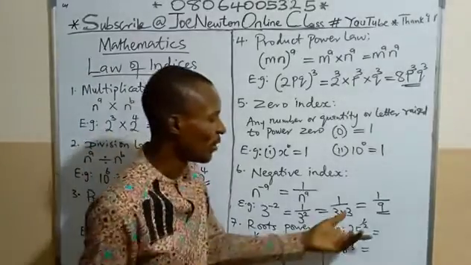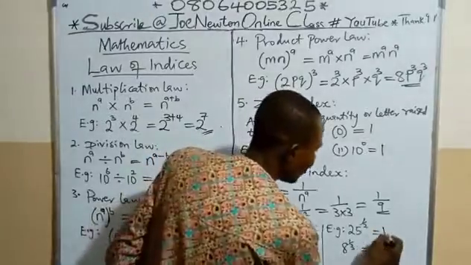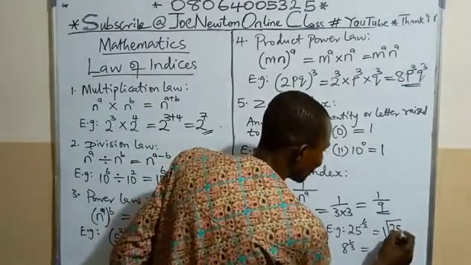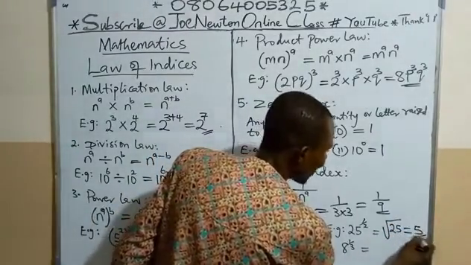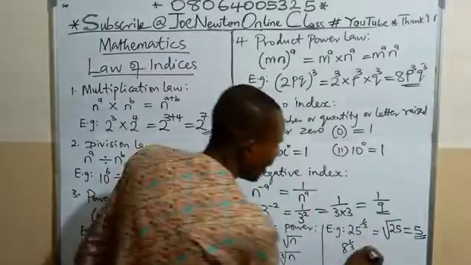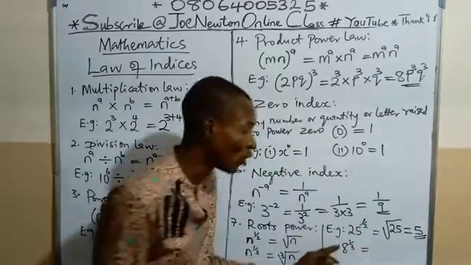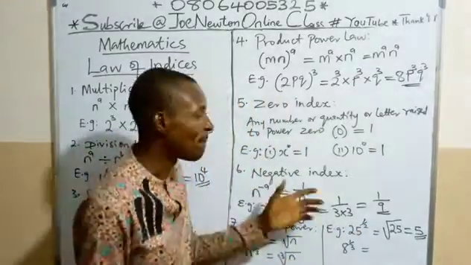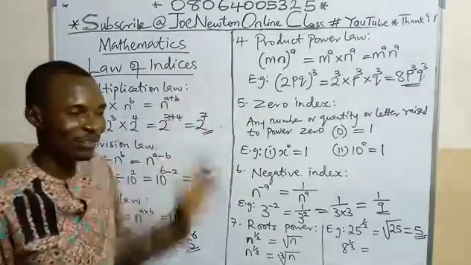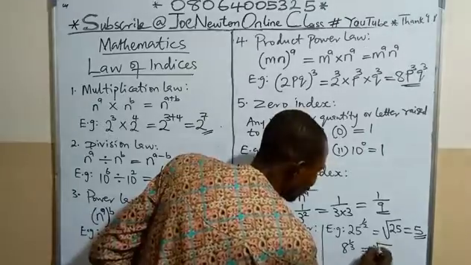Now, example here, I have 25 raised to power 1 over 2. Quickly, it means square root of what? 25. And that will give us what? 5. That is the number that we raise to power 2 to give us 25. It is 5. I have 8 raised to power 1 over 3. It simply means, this is not 8 for number 1 over 3, please. These are powers. We are dealing with indices here. So it simply means a cube root of what?